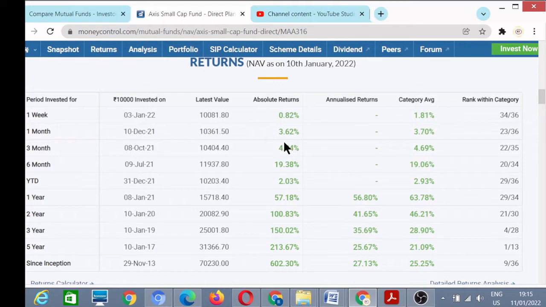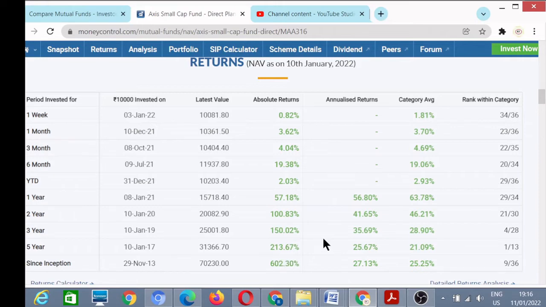Then 1 month it has given 3.6% returns. Then in 3 months it has given 4% returns. Then in the last 6 months this has given 19% returns, which are very good returns. Then in the last 1 year it has given 57% returns. Then 2 years 100% returns. That means your money is doubled in 2 years if you had invested in this fund. Now in the last 3 years this fund has given 150% returns.